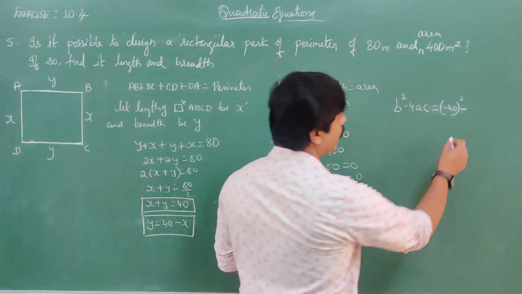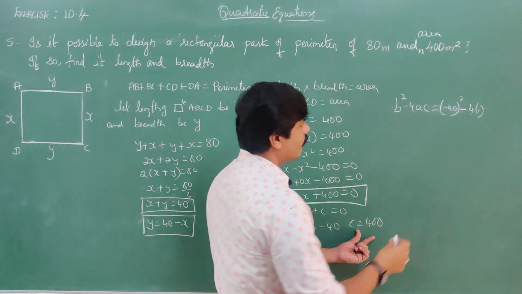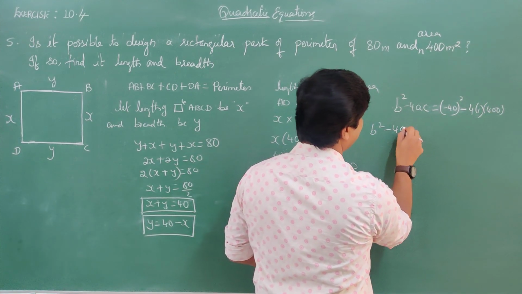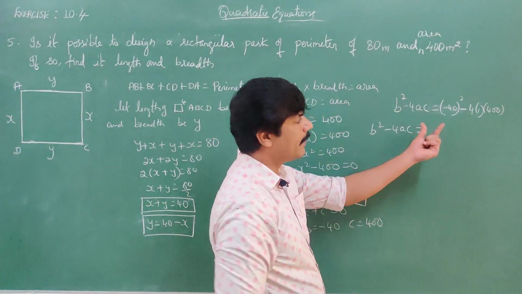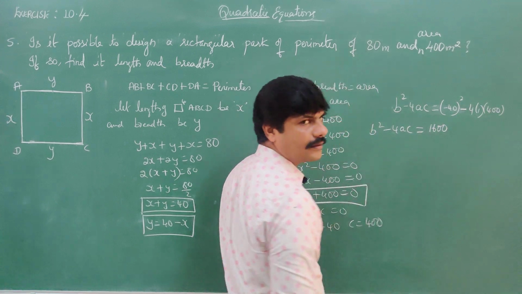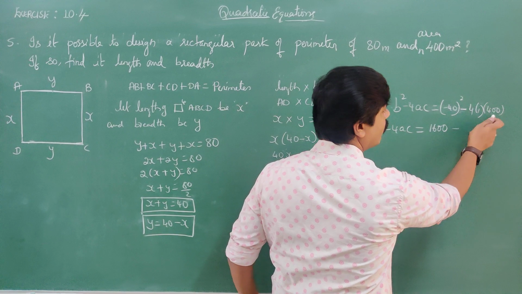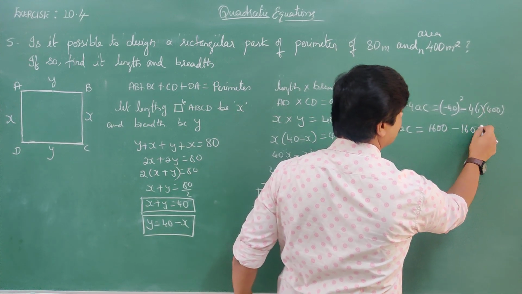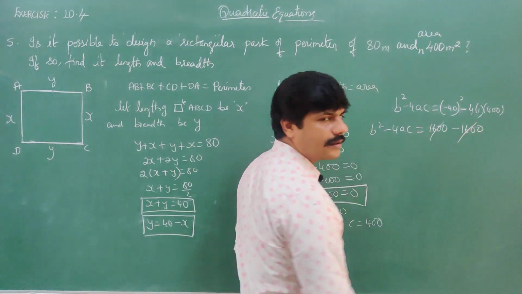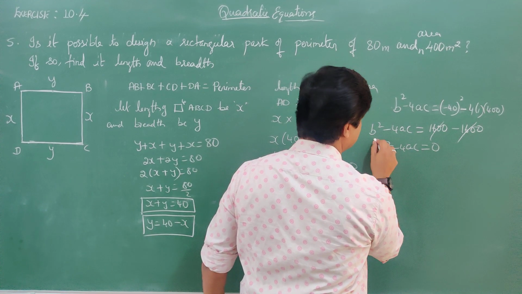Minus 4 into A is 1 into C is 400. Now B square minus 4AC is equal to minus 40 into minus 40, which is plus 1600, minus 4 times 1 and 400, which is 1600. 1600 minus 1600 cancels out. B square minus 4AC is equal to 0.